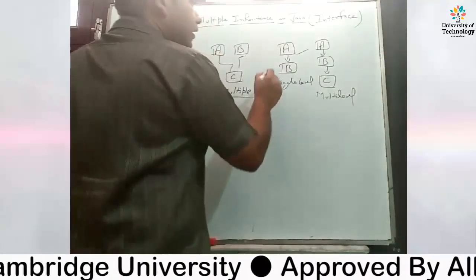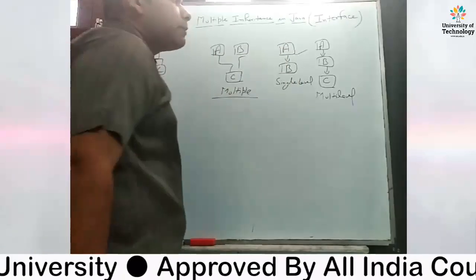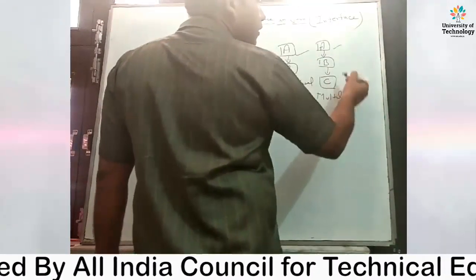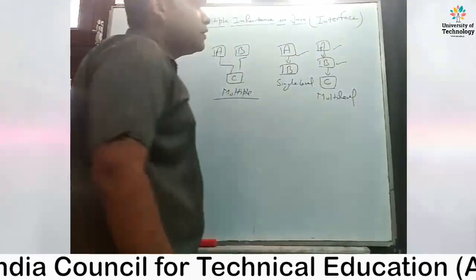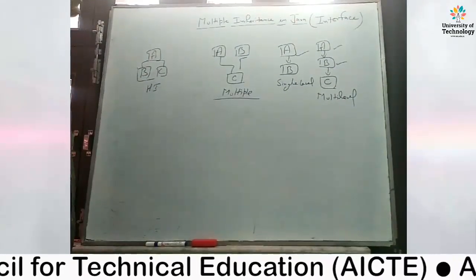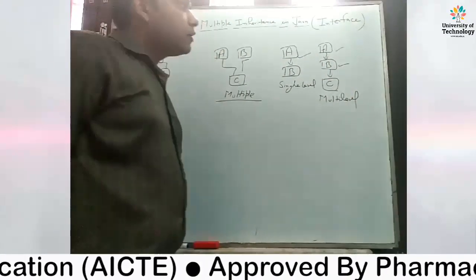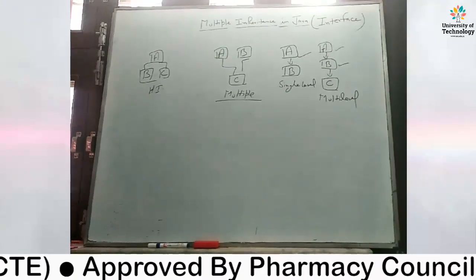After that, we attached class B with A with the help of the extends keyword. Next, we made class A, then class B. B is attached with A with the help of extends. Next, we made class C. C is attached with B class with the help of the extends keyword.